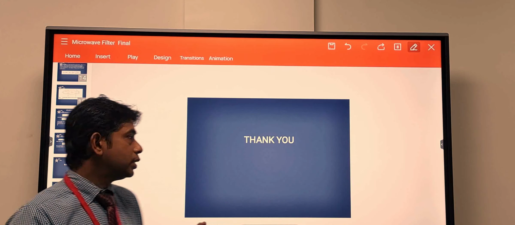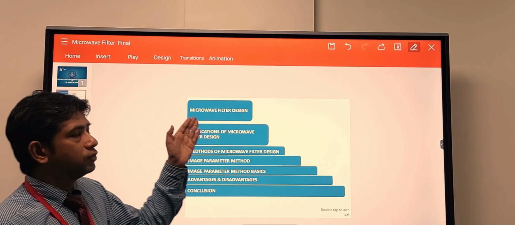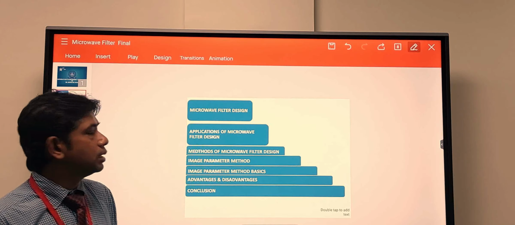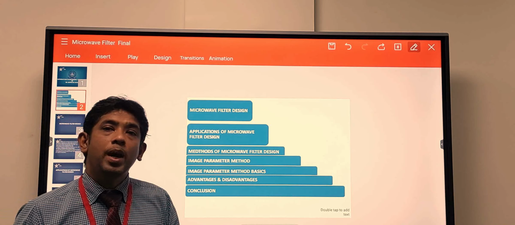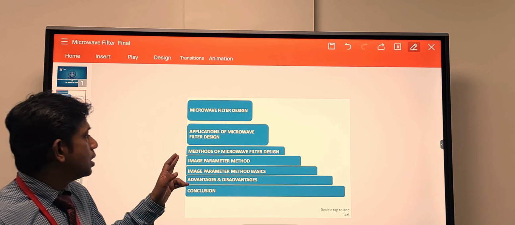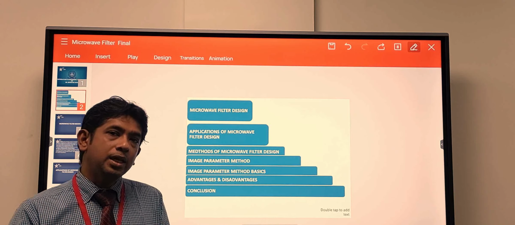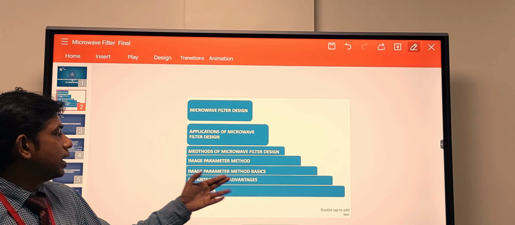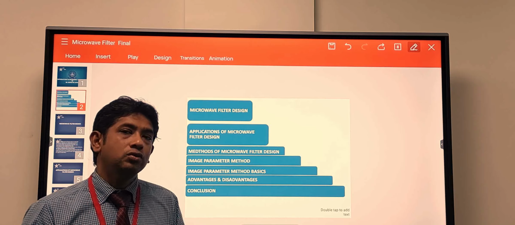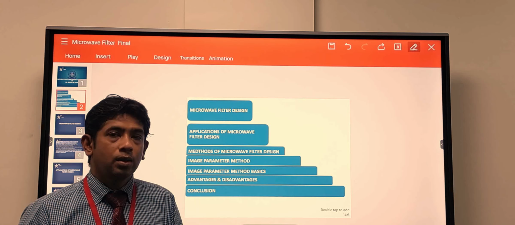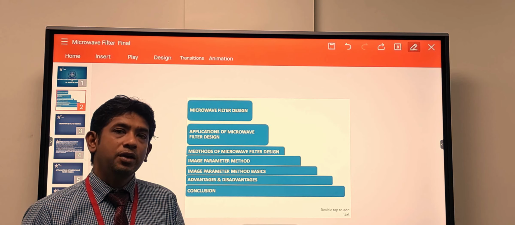The topics that we have discussed, we can look at once again. We have discussed the microwave filter design, the applications of microwave filter design, the methods of microwave filter design, the image parameter method, the image parameter method basics, the various advantages and disadvantages, followed by the conclusion of this overall method. So I hope this lecture has been informative to you.